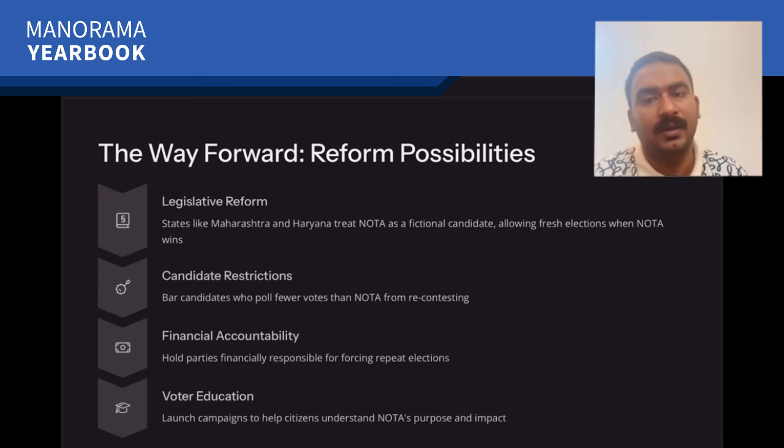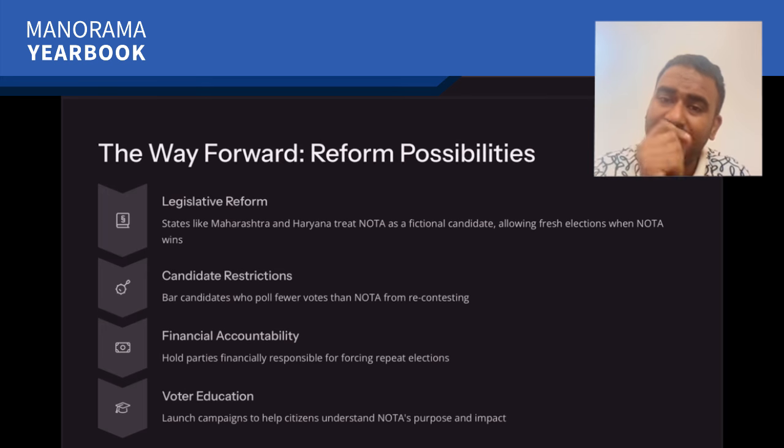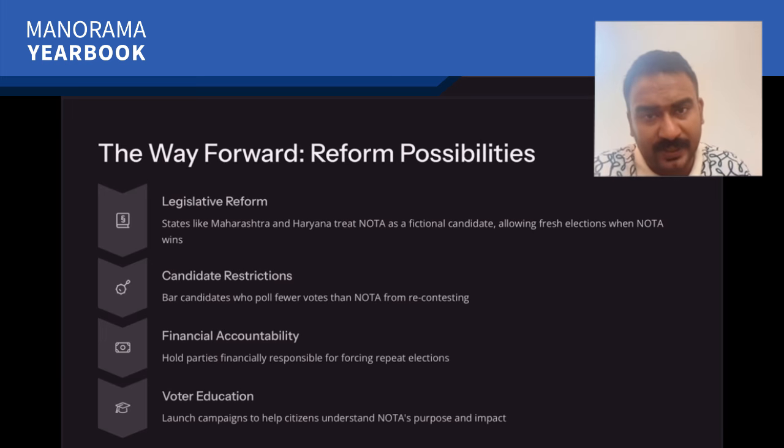At the same time, we need a widespread voter education campaign, which means citizens must understand that NOTA is not just a button to press in frustration. It is a mechanism to hold the system accountable. Finally, NOTA should be seen as part of broader electoral reforms like decriminalizing our politics, improving intra-party democracy, and increasing transparency in political funding.